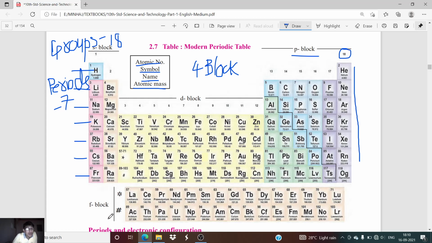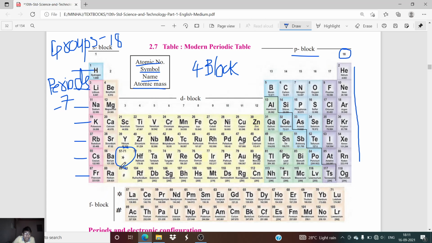Now you may have a question: the F block is separated from the modern periodic table, but it is actually a part of the modern periodic table. You can see the elements from 57 to 71, this particular box. All the elements from 57 to 71 are written over here, that is lanthanum to lutetium. So these are the elements.